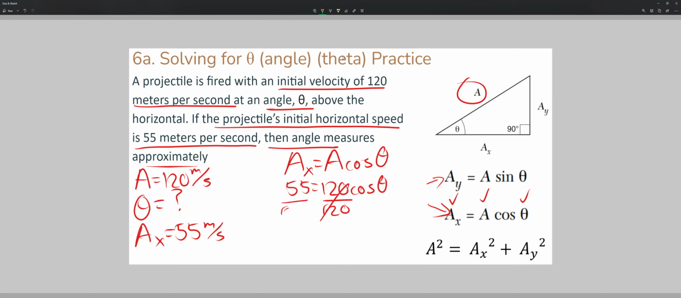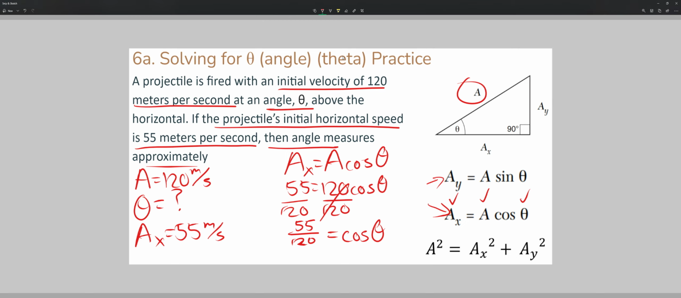So you're going to divide both sides by 120, right? So you're going to do 55 divided by 120. I'm going to keep this as a fraction for now, because again, I want to show you an easy way to do this, to reduce the number of steps you need to make.